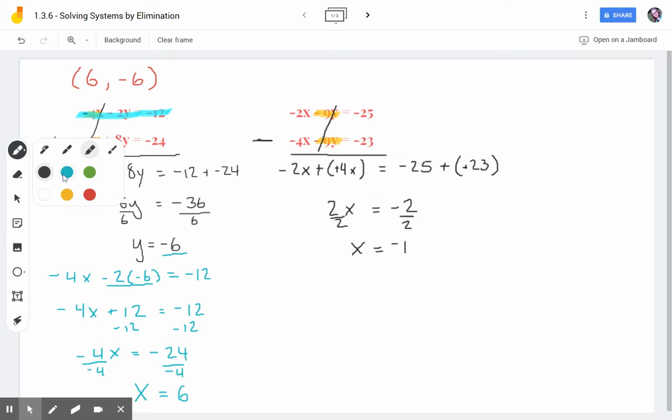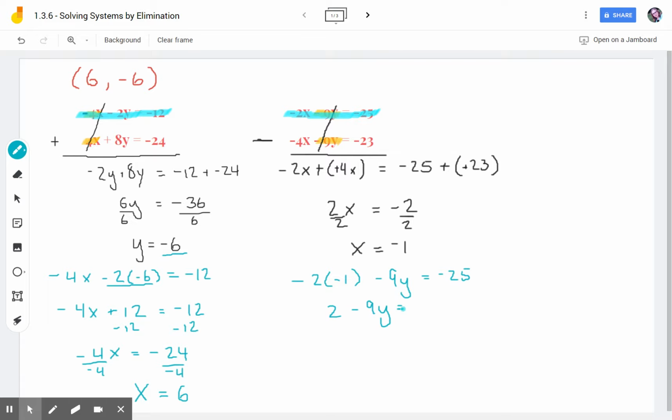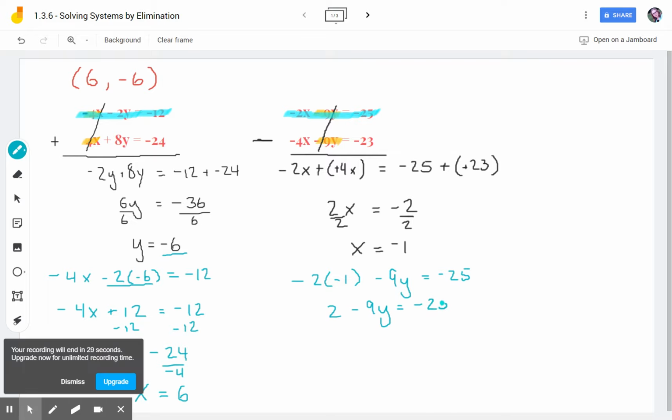And then last step is to go back and solve for my other variable. So I'm going back to solve for y. I'm going to use this first equation, negative 2x minus 9y equals negative 25. So negative 2x is negative 2 times negative 1 minus 9y equal to negative 25. Negative 2 times negative 1 is positive 2, so it's positive 2 minus 9y equals negative 25.